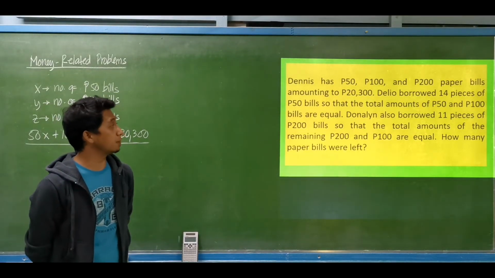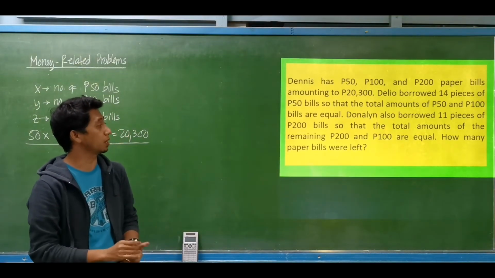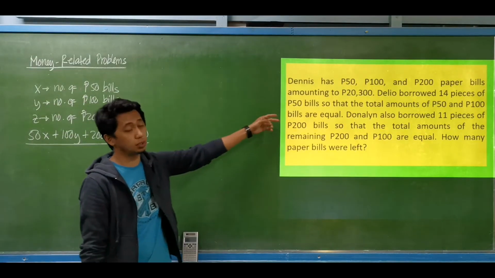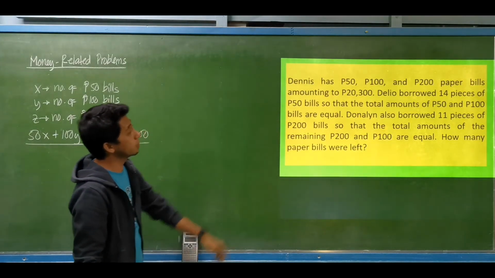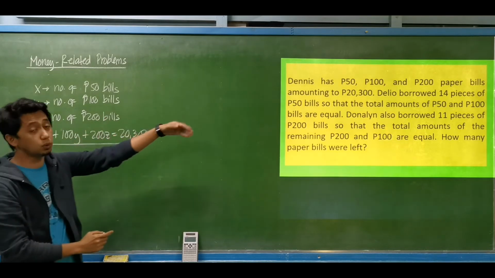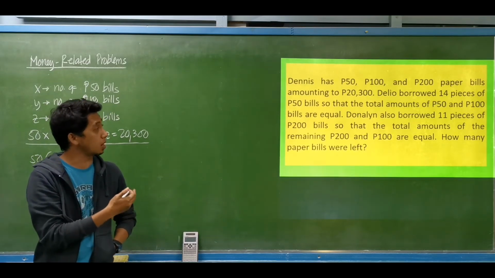Delio borrowed 14 pieces of 50 bills so that the total amounts of 50 peso and 100 peso bills are equal. So we are to remove 14 pieces of the 50 peso bill. For the 50 peso bill, the number of bills is X. We are removing 14 pieces, minus 14. This will be the remaining amount, and according to the problem, the total amounts of the 50 peso and 100 peso bills are now equal.